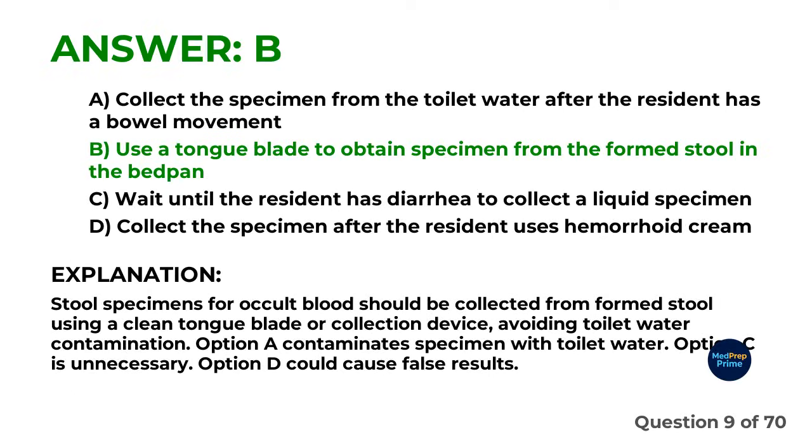Correct answer B. Stool specimens for occult blood should be collected from formed stool using a clean tongue blade or collection device, avoiding toilet water contamination. Option A contaminates specimen with toilet water. Option C is unnecessary. Option D could cause false results.